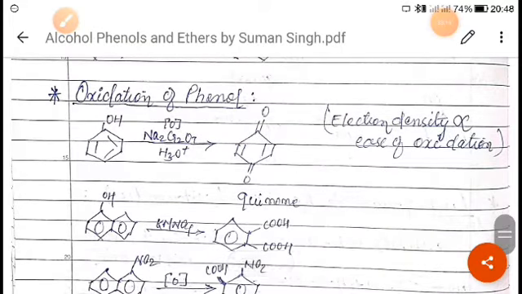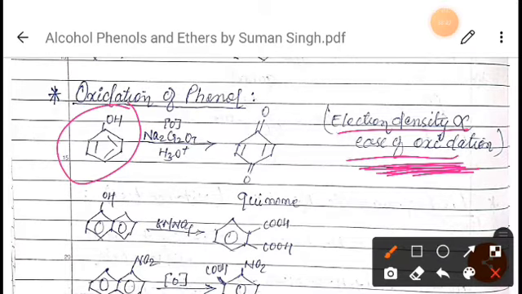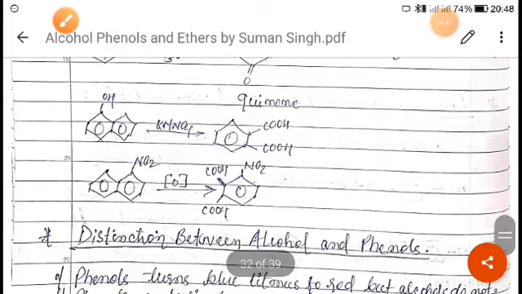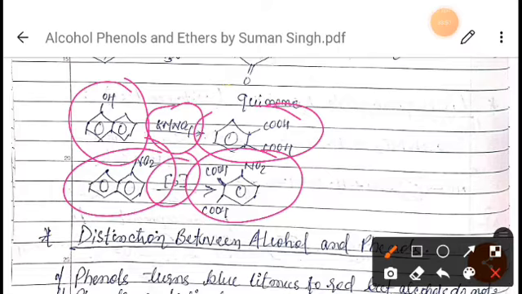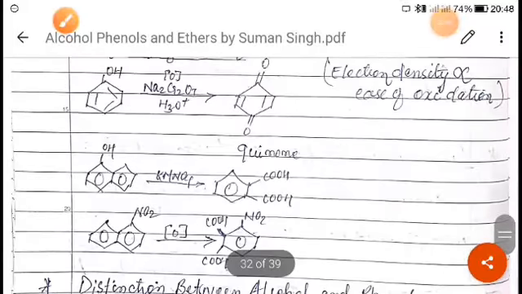oxidation of phenol. When we talk about the oxidation of phenol, electron density is directly proportional to ease of oxidation. So again when we are taking phenol and oxidizing it with Na2Cr2O7 in the presence of H3O+, we will get quinone. As you can see here, we are getting quinone, right? Now after that, if you take another example, in the presence of KMnO4 we will get this, right? Now again in the presence of this, we will get this, right? So as you can see, so many examples are there. I have already written them. You can practice these examples, right?